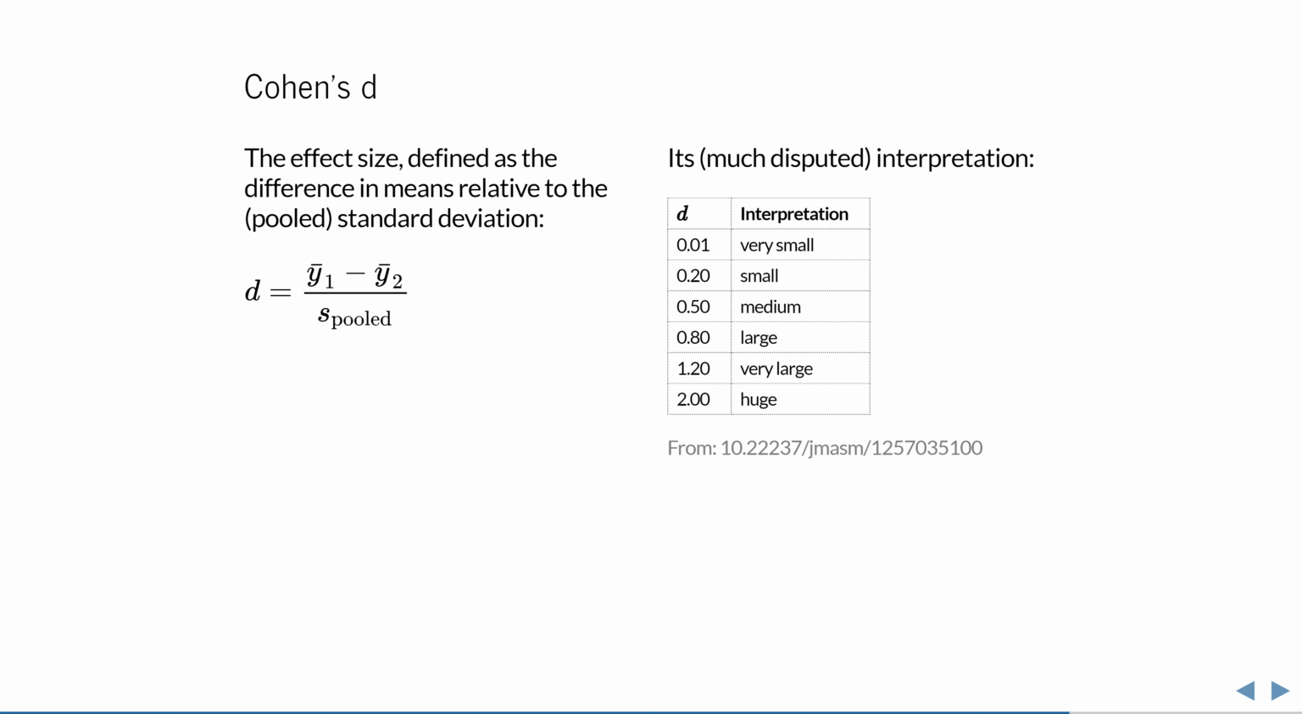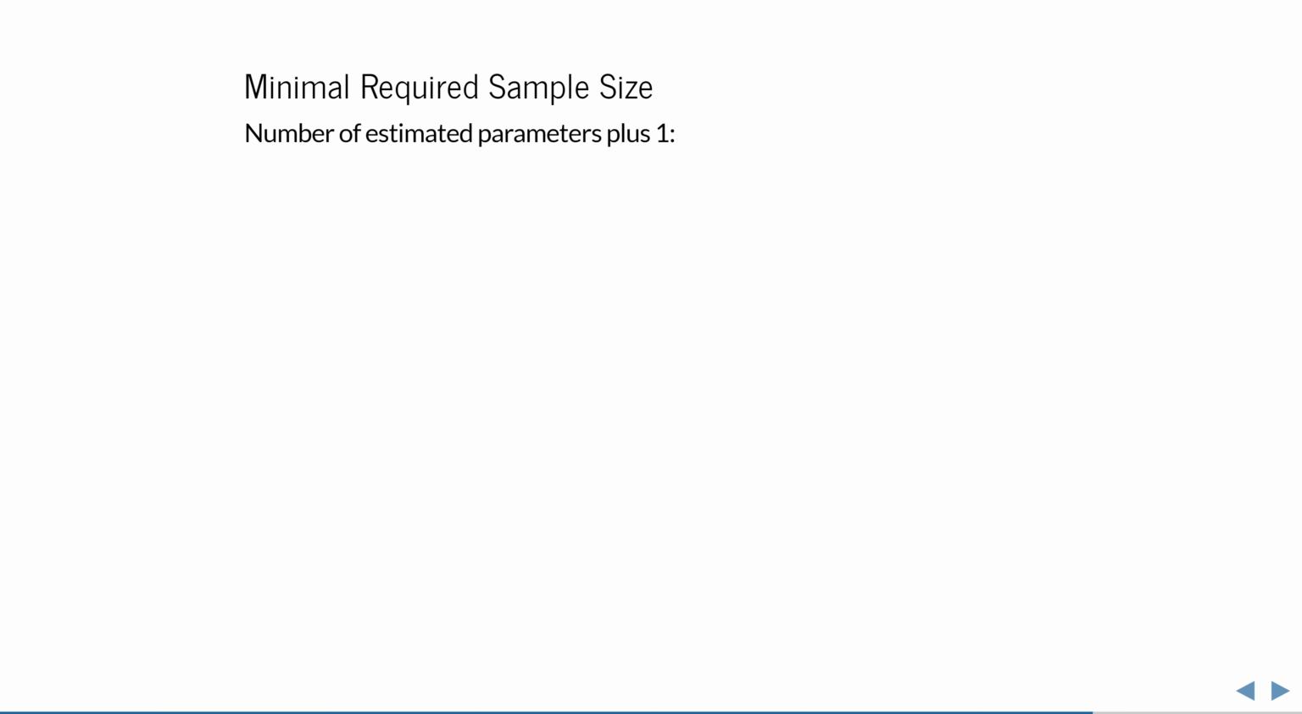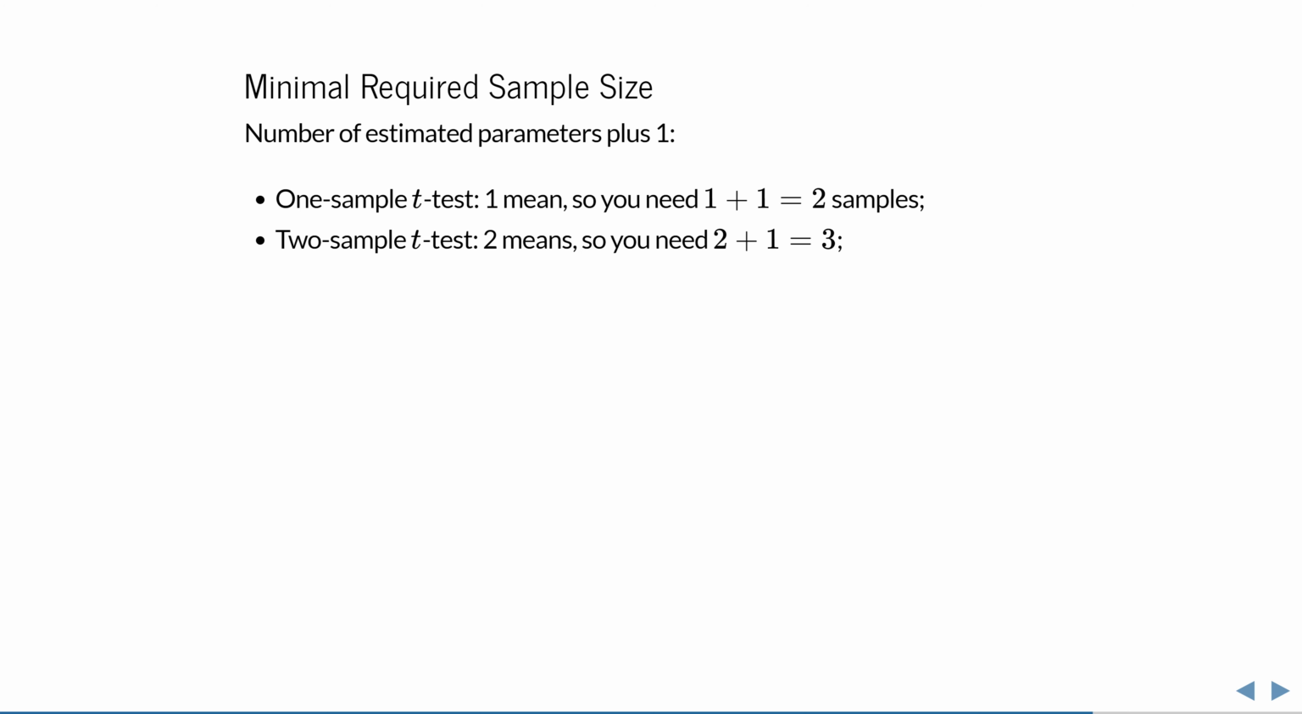When all else fails, you can always determine the absolute minimal required sample size by counting the number of estimated parameters and adding 1. Here are some examples. In a one-sample t-test, you estimate 1 mean, so you need 2 samples. In a 2-sample t-test, you estimate 2 means, so you need 3 samples. In ANOVA, you estimate m, so you need m plus 1 samples.